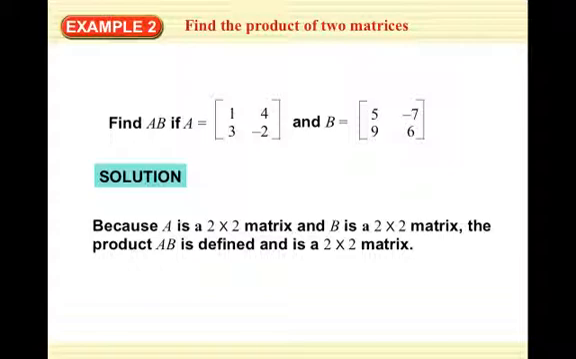You also always want to double check that the multiplication is going to be defined by checking the dimensions. Since A is a 2 by 2 matrix, B is a 2 by 2 matrix, the two middle values match up. The two outer values tell us that the product matrix will be another 2 by 2 matrix.